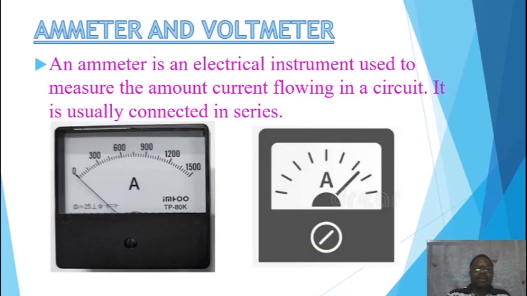Okay. Then we have the ammeter and voltmeter. These are two electrical instruments. Now, an ammeter is an electrical instrument used to measure the amount of current flowing in a circuit. So look at the two ammeters represented here. They are used to measure the current flowing in the circuit. We said that ammeters are usually connected in series in the circuit. The series connection we are going to discuss later.